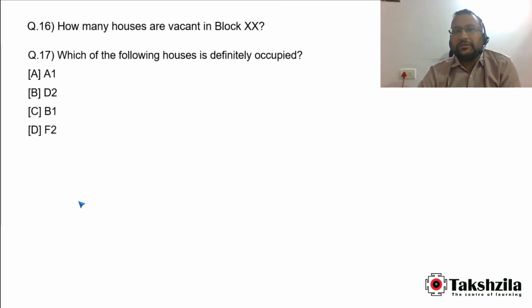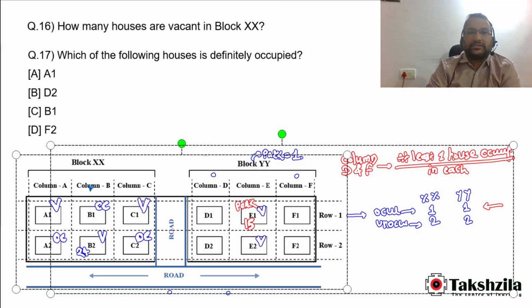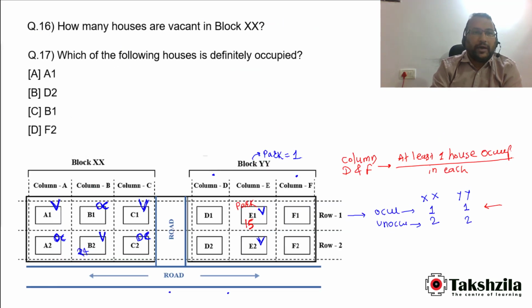Question number 16. How many houses are vacant in block XX? Over here you can see that in block XX, A1, C1 and B2 are the three houses which are vacant. So the answer of question number 16 is 3.